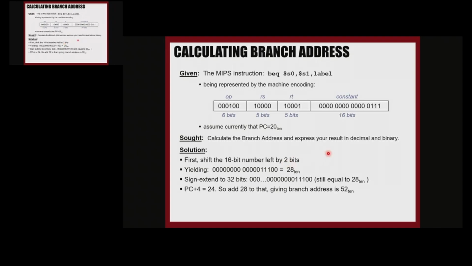Then you have PC plus 4, which gives you 24. 24 plus 28 is equal to 52. That's the target address. Thank you, Andrew. And this is the binary representation for that. Does that make sense?